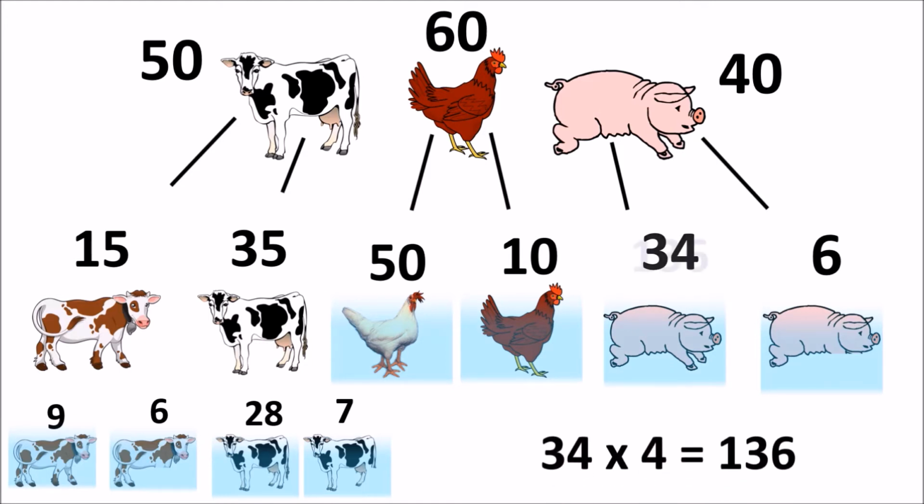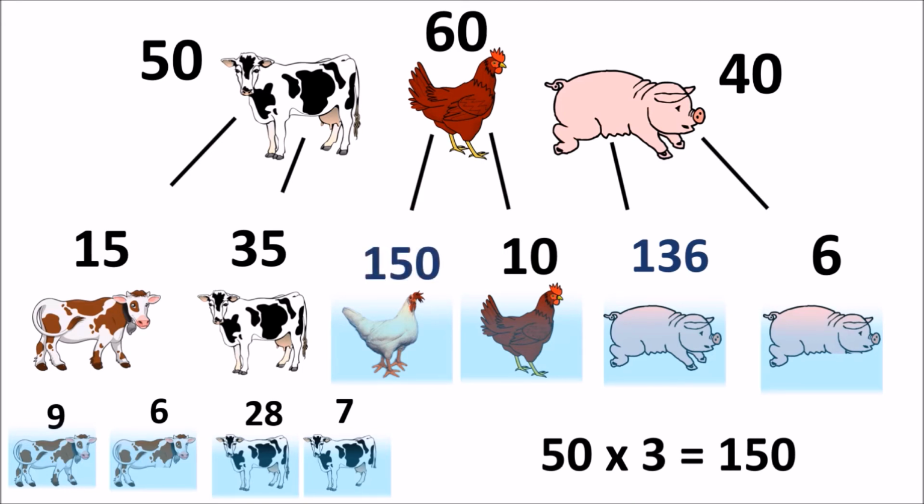Since there are 34 of the 4-legged pigs, we will multiply 4 by 34, which will equal 136, which is the total amount of legs they have. We'll do another example as the 3-legged chickens. There are 50 3-legged chickens, and of course they all have 3 legs. So 50 times 3 equals 150. That's how many legs the 3-legged chickens have in total.